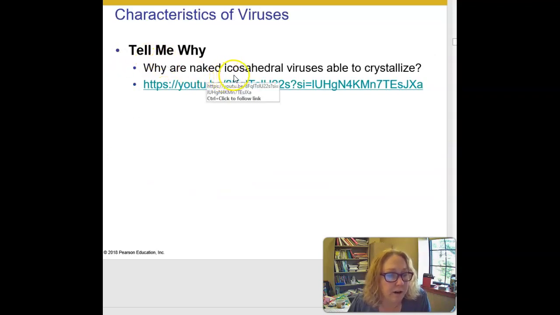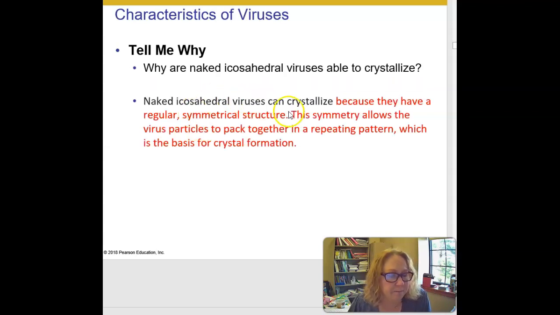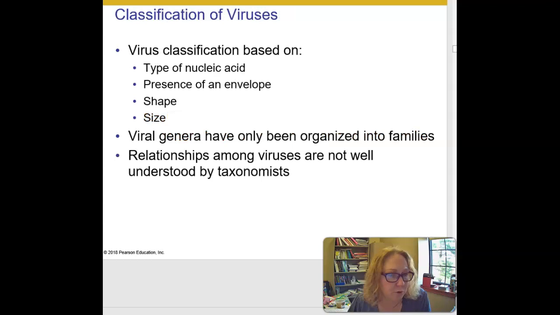So why are naked viruses able to crystallize? There's some talk about crystallization, but we're not going to go into crystallization much. Just know that naked viruses are more durable, harder to kill, if you will. They can crystallize because they have a regular symmetrical structure, and that symmetry allows the particles to pack together in a repeated pattern, which forms crystals, and that makes them harder to kill, or a little more durable, if you will.